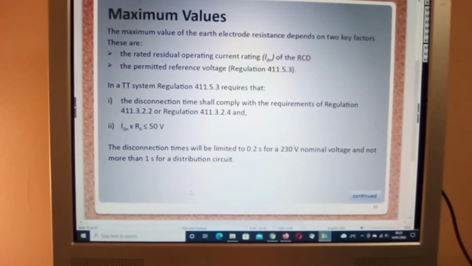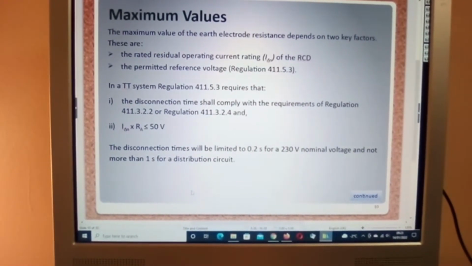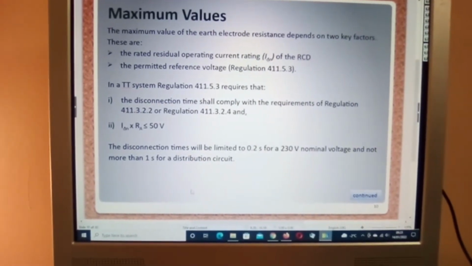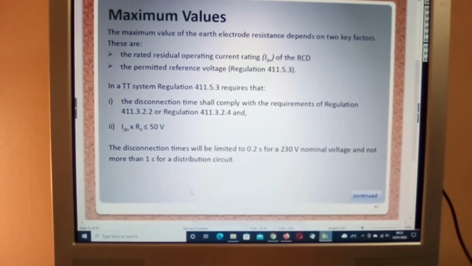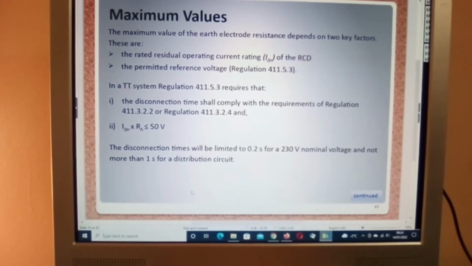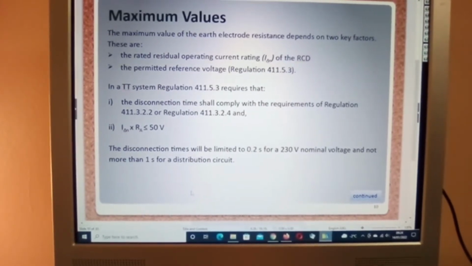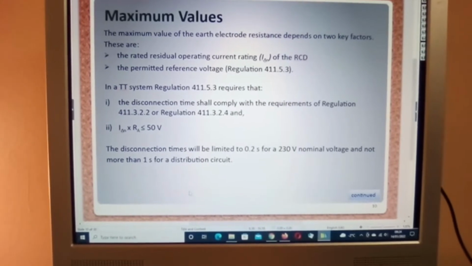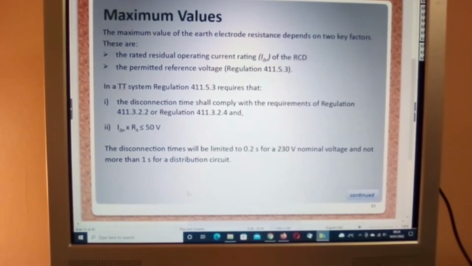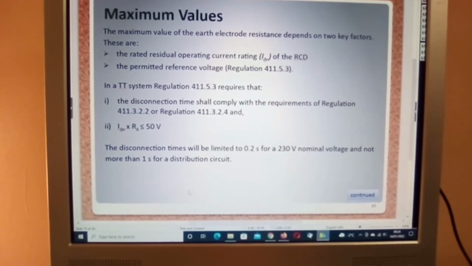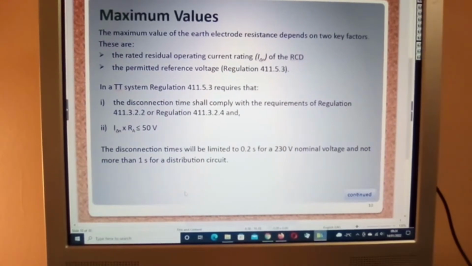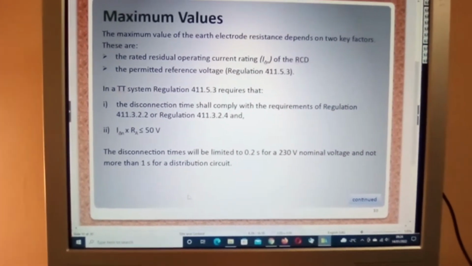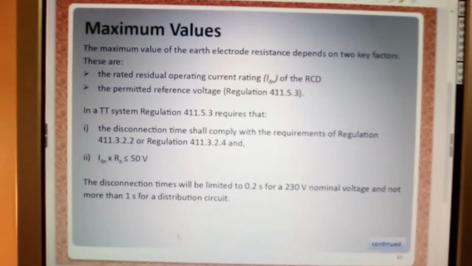And again, here we have maximum values of the earth electrode resistance depend on two key factors. These are the rated residual operating current rating of the RCD, and the permitted reference voltage regulation for 411.5.3. Now, make sure that this regulation is still applicable in the new regs, or whichever regulation you are compliant to. At this moment in time, it is the 18th edition of the IEE/IET regulations, or put that the other way around if you prefer.